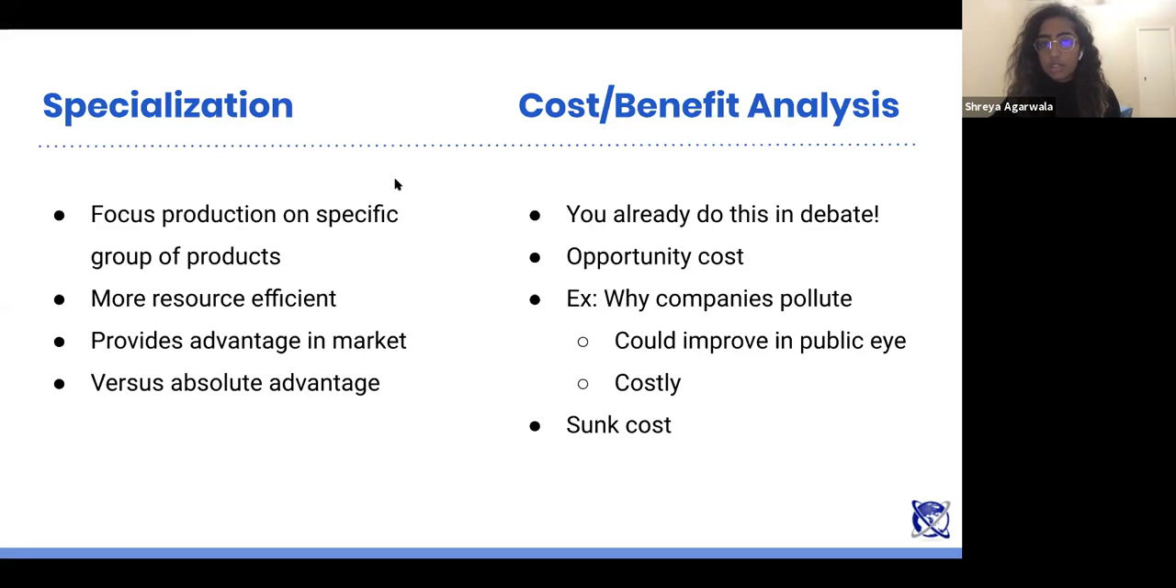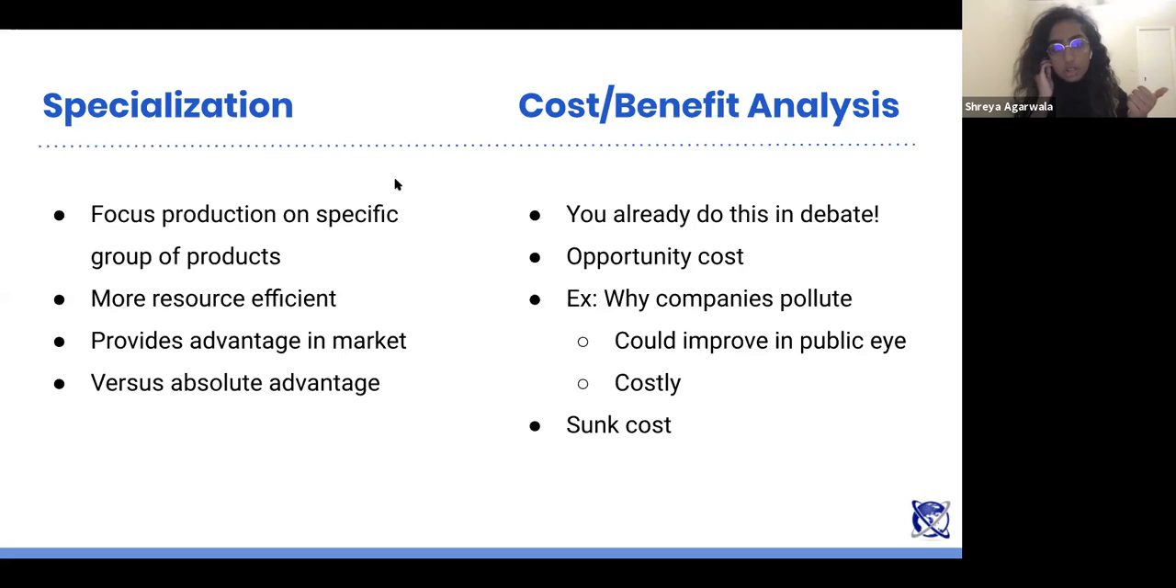So yeah, let's talk about cost benefit analysis. You already kind of do this in debate. It's just the concept that you look at the costs, look at the benefits, and see which one is better than the other. A very basic concept, but one that is specifically done in economics. You use a variety of costs and benefits, but two specific terms that you're going to be looking at in economics are opportunity cost and sunk cost.